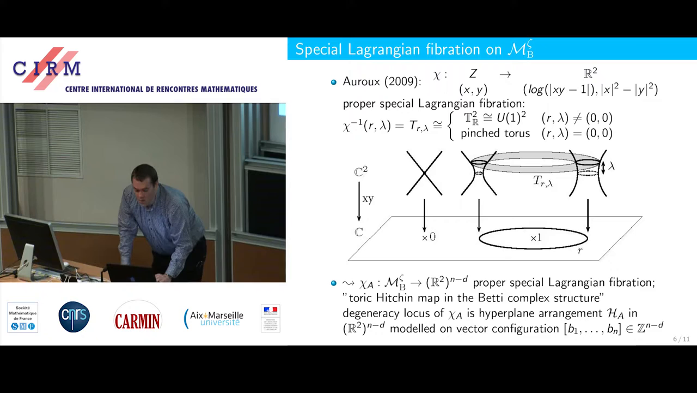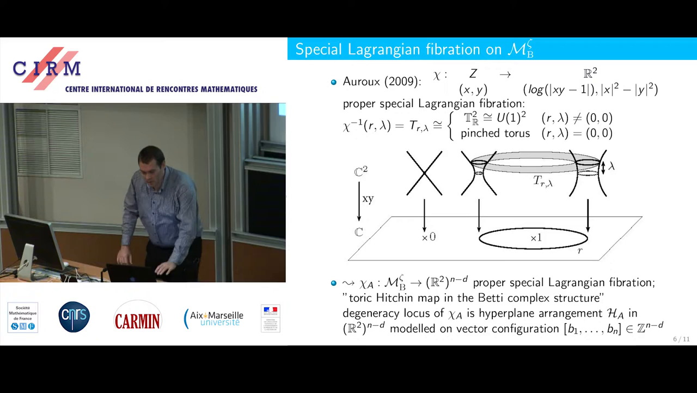So in order to think about its fibers, let me list the fibers. The fibers will be of two types. They will be a torus, usually a compact two torus, which we denote TR, I denote the U1 group. So it's diffeomorphic with a compact two torus, if we are outside of the origin of R2. When you are at the origin, it is a pinch torus, a torus where you pinch one circle.